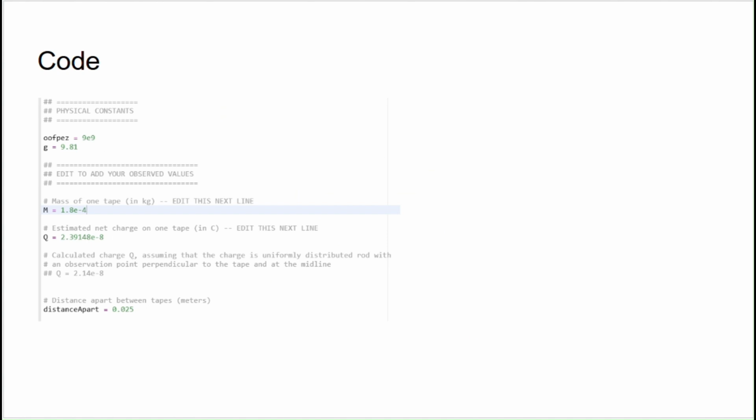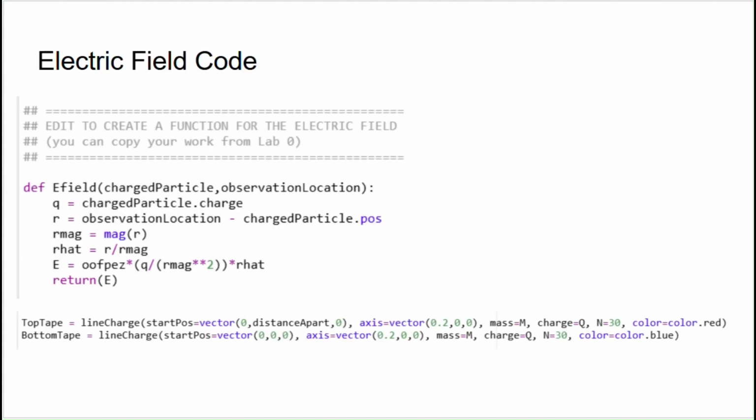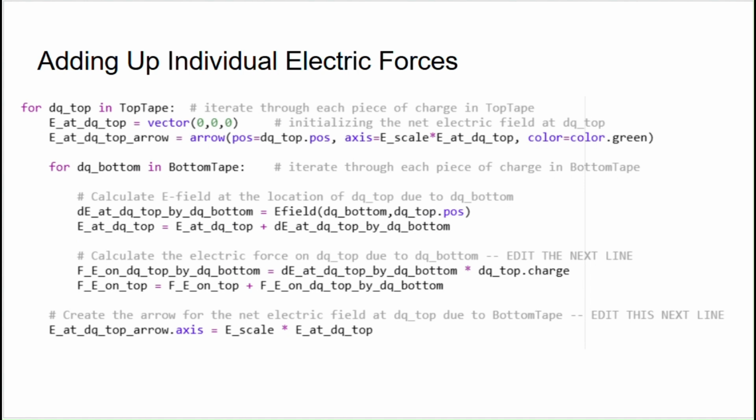Now onto the code. We have our constants here: our mass, which we calculated, our Q, which we calculated, and the measured distance apart. And here's our function from Lab 0. We've already been through this. Now we're adding up all the individual electric forces. For the top tape, we're making the arrow. The position is the charge at the top, and the axis is our scale times the electric field at the top. Then for the bottom, we iterate through each piece of charge on the bottom tape, calculating the electric field, and from that, calculating the electric force.